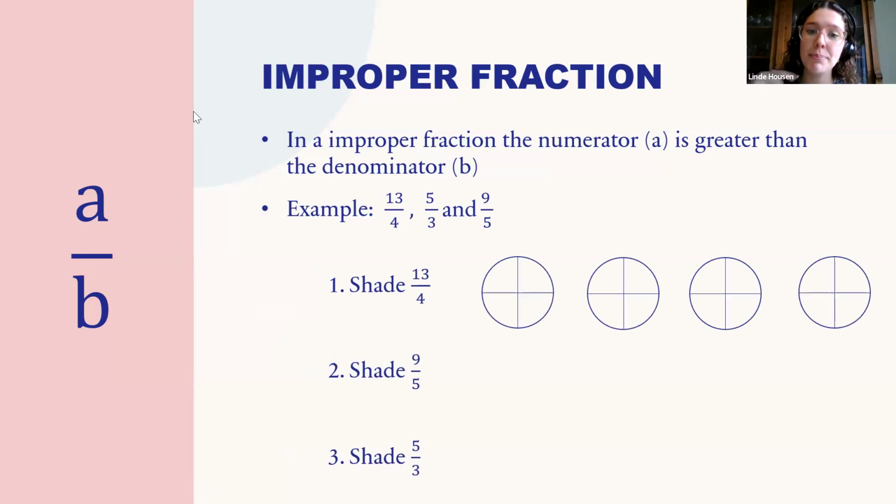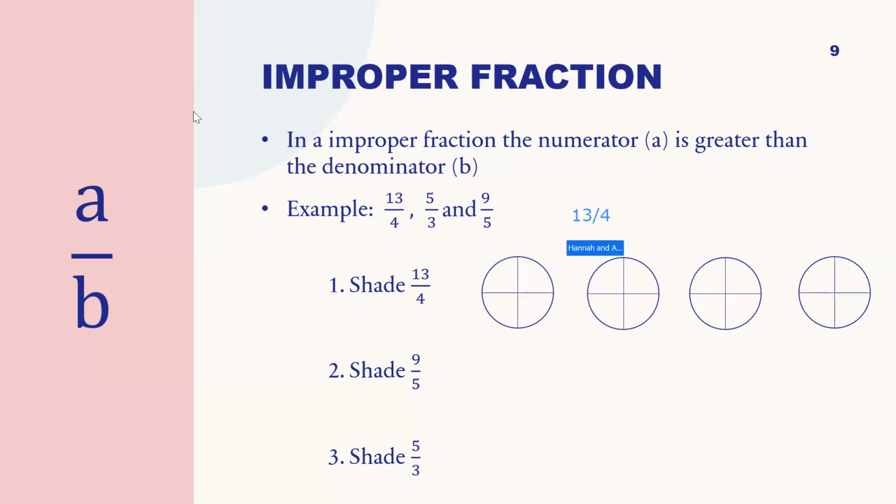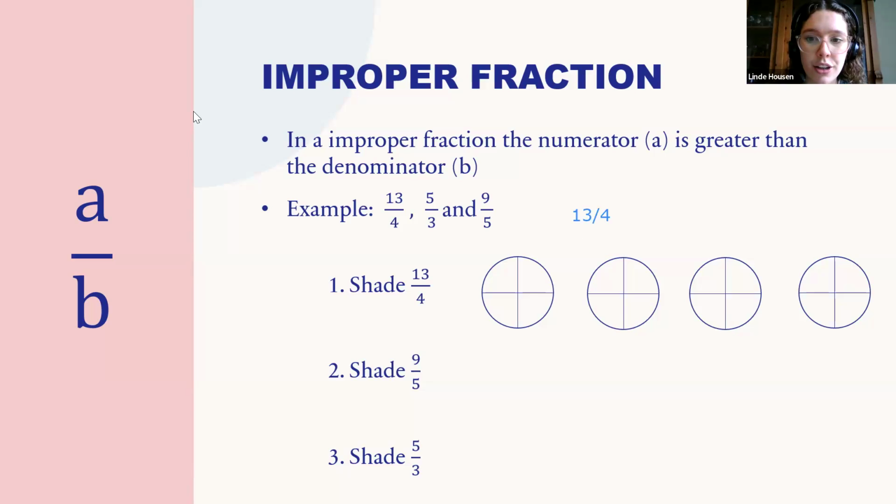So to shade 13 pieces out of 4, you notice I didn't bring 1 pie because that would not be sufficient. I brought 4 pies. So now it's up to you guys to fill in the pies where necessary. I'm excited to see you work. Okay, so let's shade. Please go on and shade.